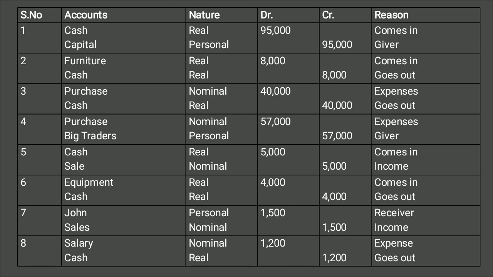Okay. Then we have the next transaction, number 5. In transaction number 5 we have cash sales. Okay, we are selling goods for cash. So cash is part of the real account. Sales is part of the nominal account, and under the nominal, it is part of income, as we have discussed. So what is the rule for the real account? Sir, debit what comes in, credit what goes out.